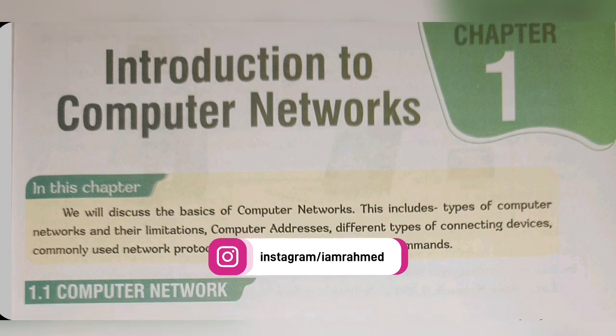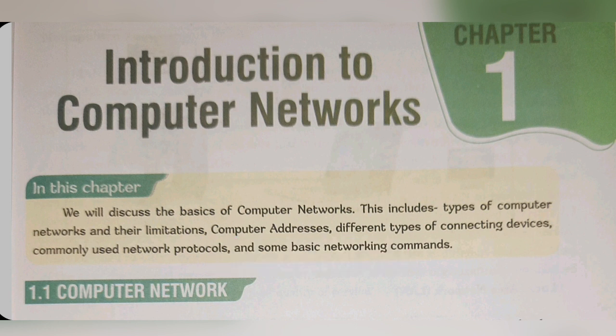So, what is a network? When we connect more than one computer together for sharing resources or files, it is called a network. It is not mandatory that we connect only computers. In a network, there can be computers or any other electronic gadgets like printer, scanner, camera, etc. All these devices we can connect together, and in this chapter we'll learn about different types of network, limitations of computer network, meaning disadvantages of computer network, and connecting devices.